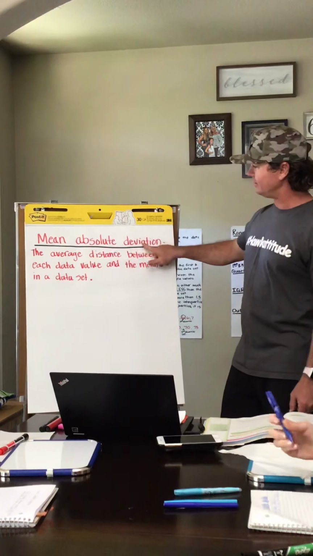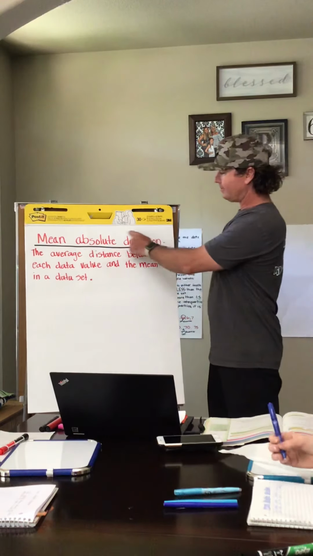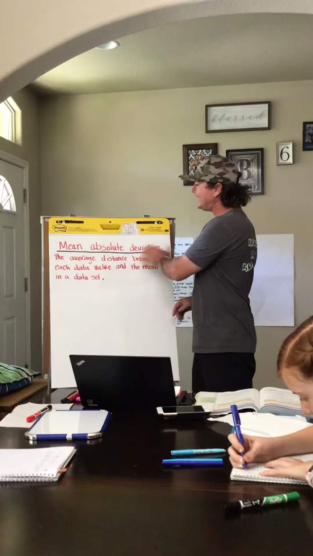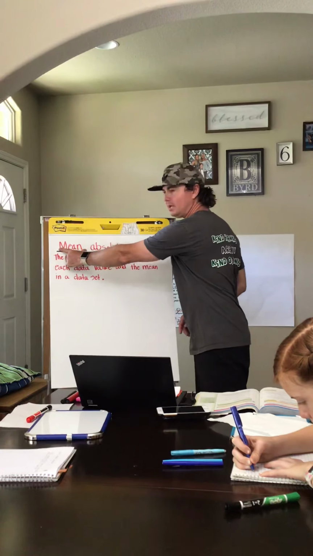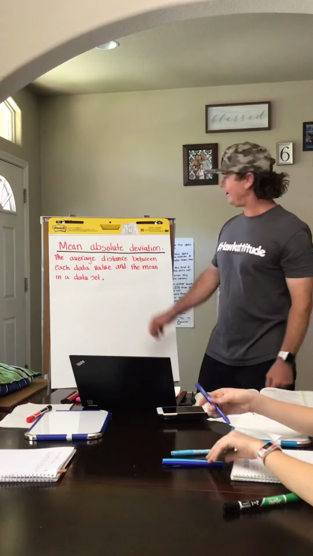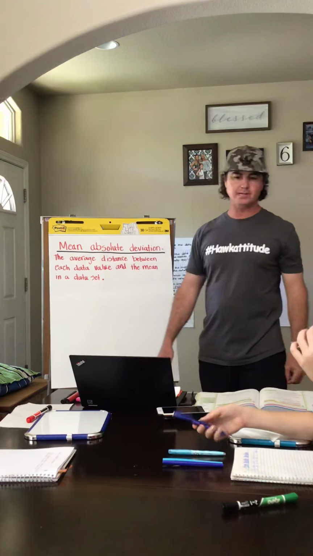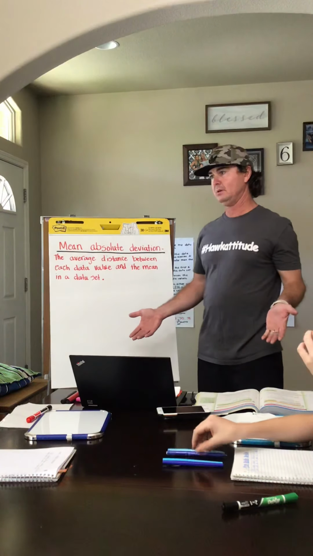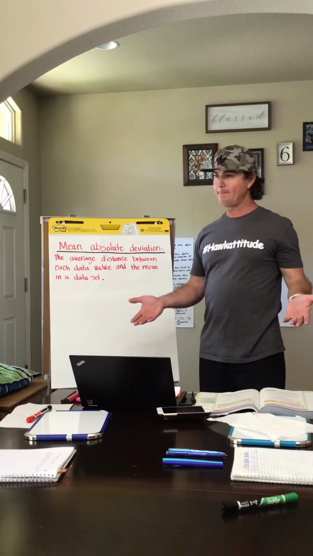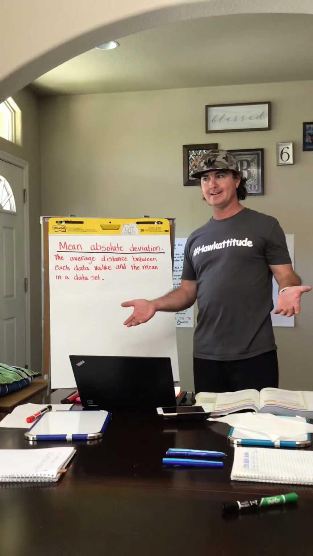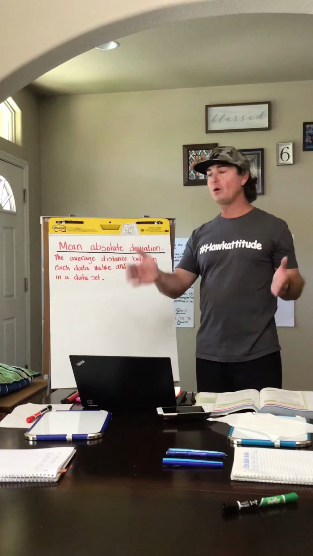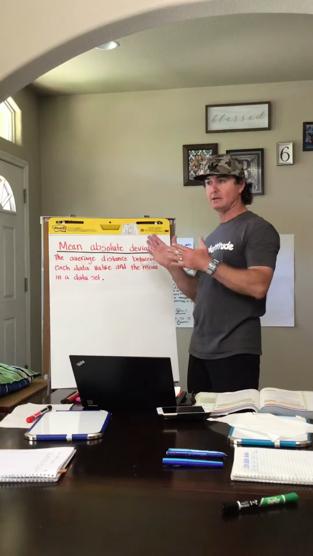Then the absolute deviation. Okay, this word right here, deviation, means how far does it deviate? How far is it from the mean? How far is it from the average? Okay, and then we have this word absolute, because earlier in the year we've talked about absolute value, right? Absolute value is always what? It's the value of any number, no matter if it has a negative or positive sign. Okay, so it's always positive. It's the distance from zero, right?